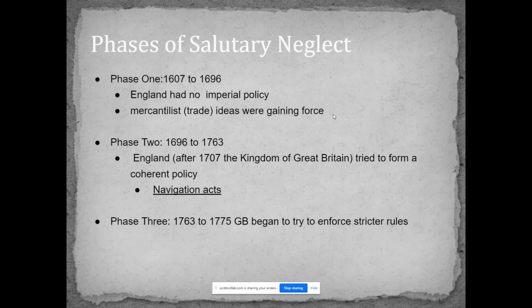All right, phase two. 1696 to 1763, England, and then after 1707, the Kingdom of Great Britain tried to form a coherent policy mainly with the Navigation Acts, right? And basically, to summarize what the Navigation Acts were, they were basically a series of laws that try to enforce mercantilism, right? Does anyone have an idea?